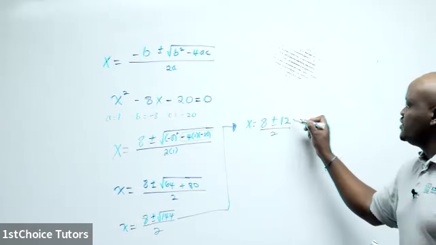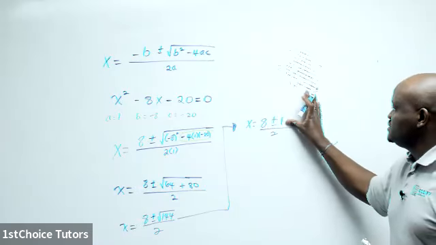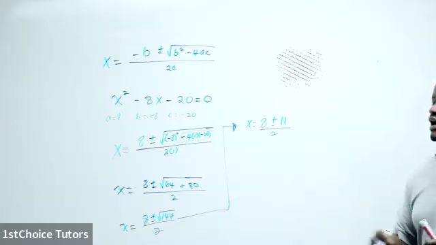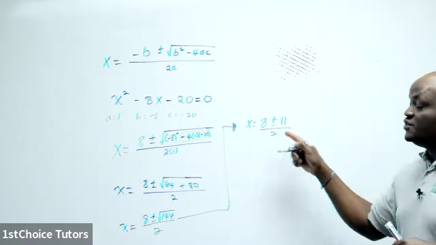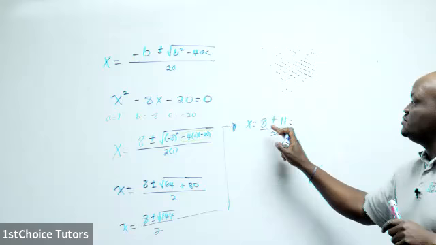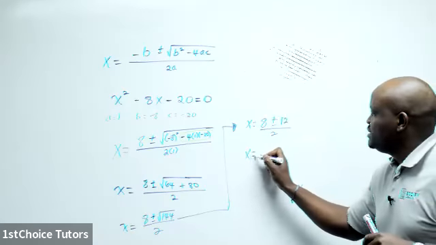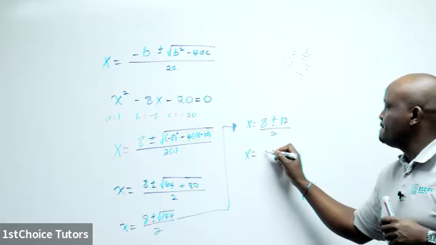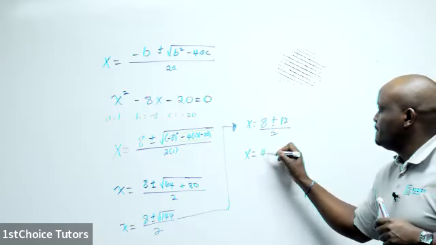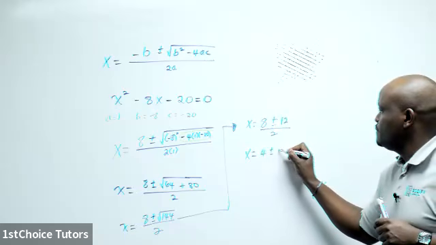What if I had a 11 here? Would this be able to reduce? No, because you can only reduce if this denominator goes into both of the ones up here. Okay. So let's actually reduce these. What's it going to be when 2 goes into both of them? X equals 4 plus or minus 6.